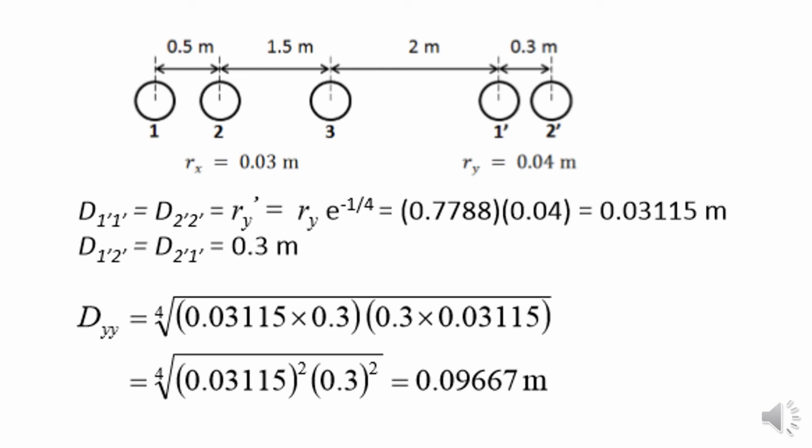So in this one we can find it: 0.03115 multiplied by 0.3 multiplied by 0.3 multiplied by 0.03115, right? If you take the 1/4 index of this, or the 4th root of this, you will get 0.09667. Okay, so now we have found the GMR of conductor y.